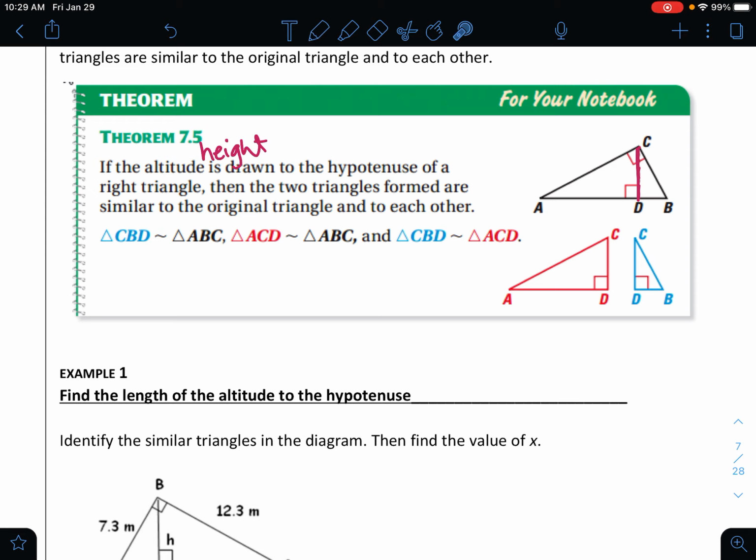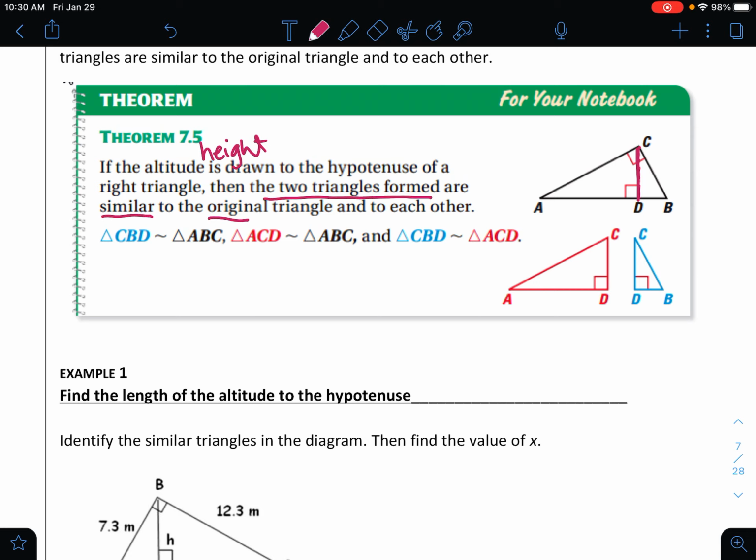If we have a right triangle here, I want you to look at the big right triangle where an altitude is drawn. Do you see how it splits it into two more triangles? I have a triangle on the left and a smaller one on the right. Those two triangles are shown below. The red one is the smaller one on the left, the blue one is on the right, and the original large triangle is in black.